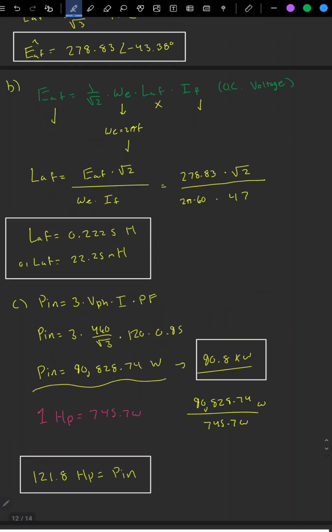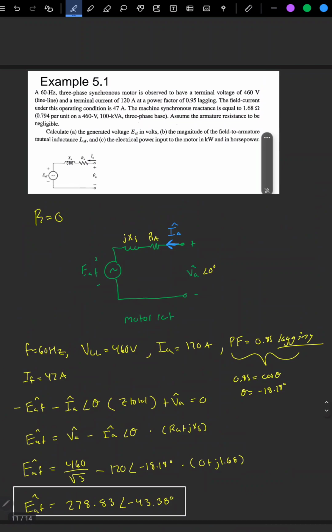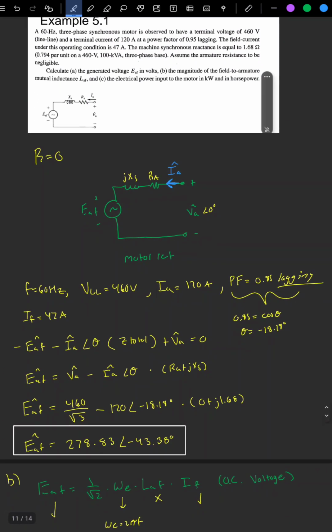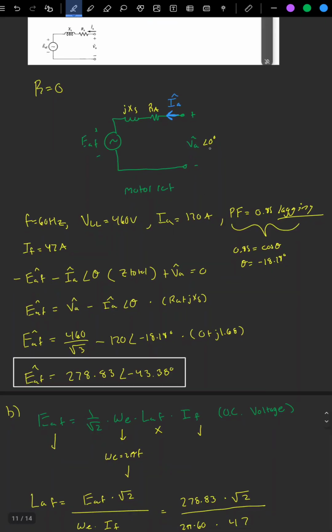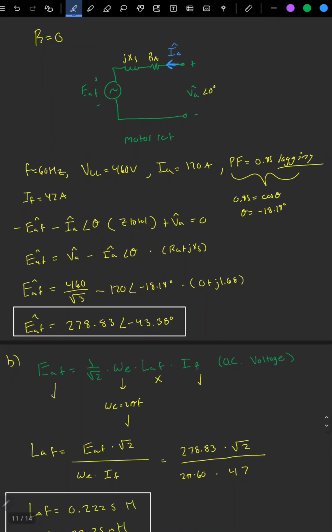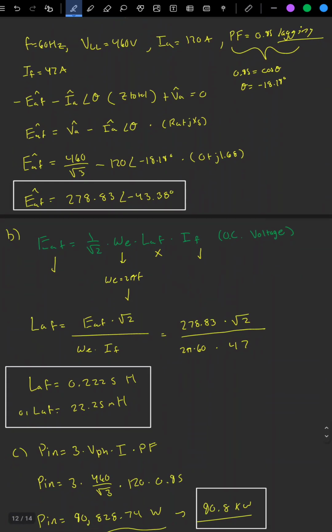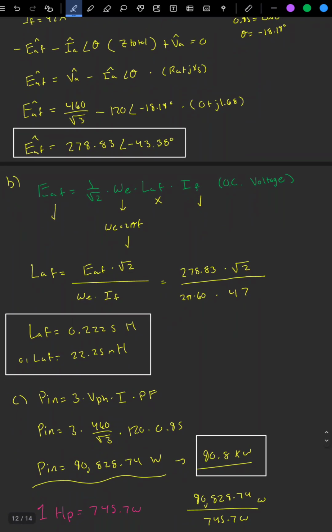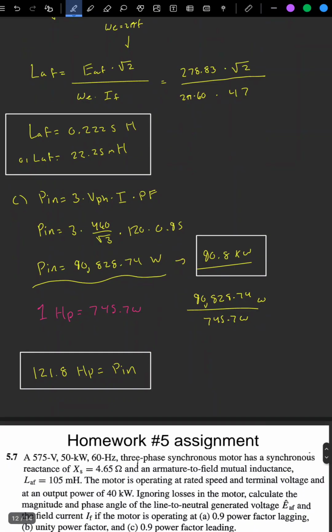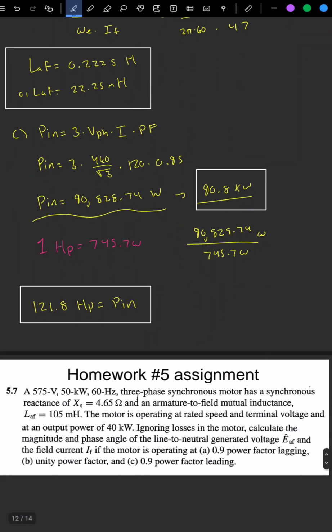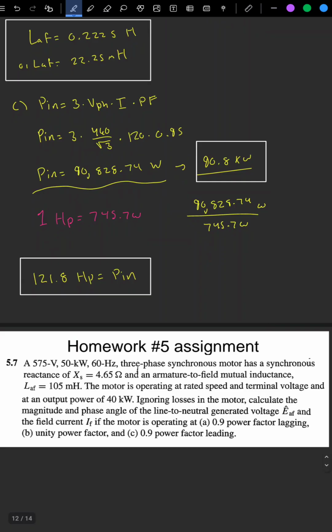So to recap the first example, we figured out what reference we had to look at, which was a motor. We wrote down what we knew, and then we used KVL to come up with the equation. So we solved for EAF. We used our open circuit voltage equation to solve for LAF, and then we used our Pin, which we already know, to solve for the total input power, and then we converted our power from kilowatts to horsepower.